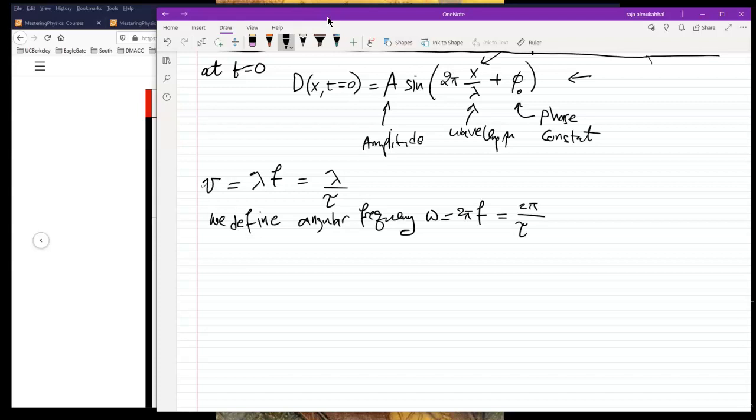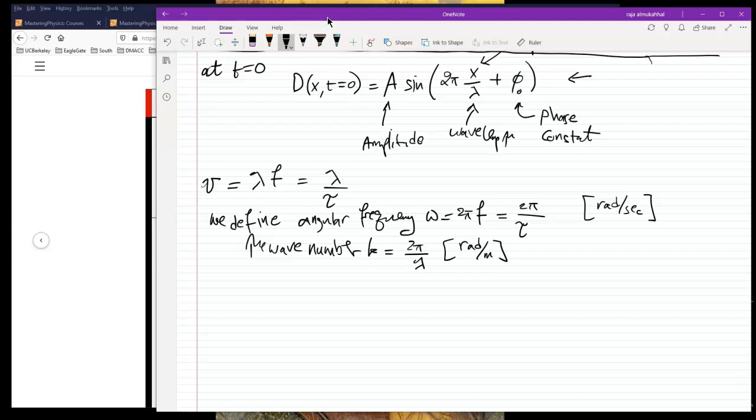Okay? What's the unit of that? Well, the pi is radian, and tau is second, so the unit of it is radian per second. I'm sure you've seen that in mechanics, of course. Then we have something called a wave number, k, and it's defined as 2 pi over lambda, okay? And the unit of it is radian per meter, right? Lambda is in meters, so it's radian per meter.